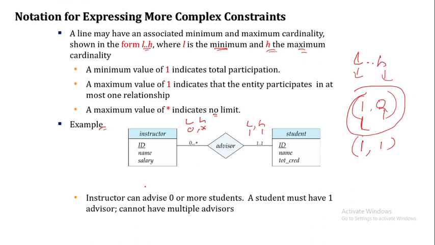Okay, from this we can conclude that an instructor can advise 0 students or more students. It's not necessary that an instructor advises any student, minimum 0, but the instructor can advise many students. Whereas in the case of the student, this indicates that a student must have at least one advisor, must have one advisor, and cannot have multiple advisors. This says that a student cannot have multiple. This one indicates multiple advisors.